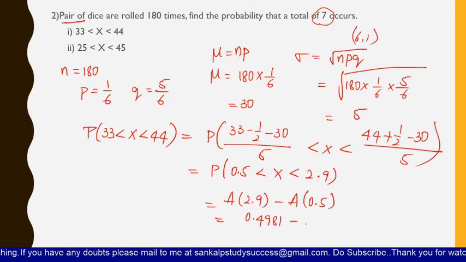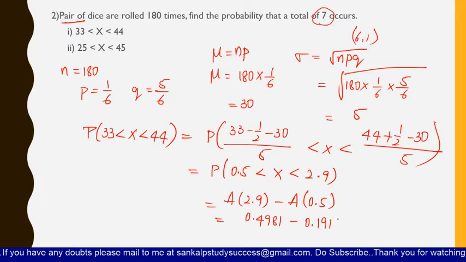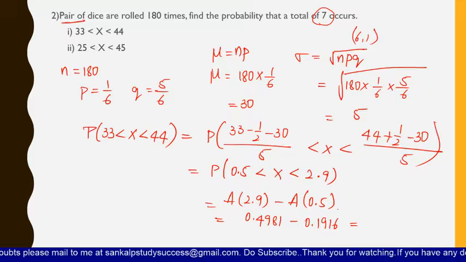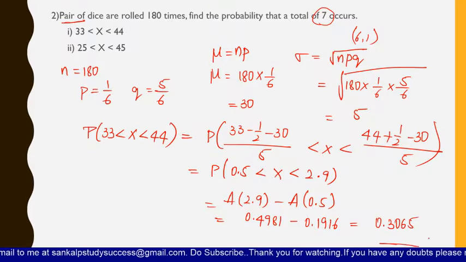0.4981 minus 0.1916. These are the values which you get from the Z distribution table for the areas of 2.9 and 0.5. So here you will get 0.3065. This is the final answer which you get here. So in this way we are going to find out the probability.